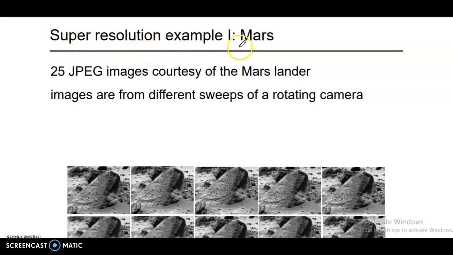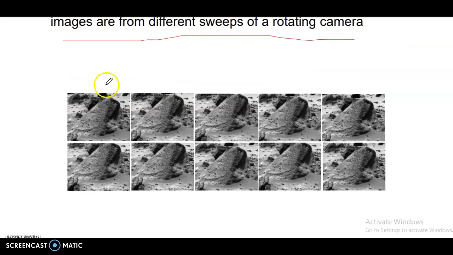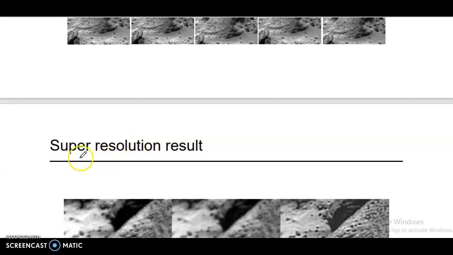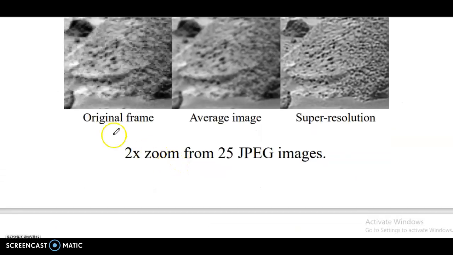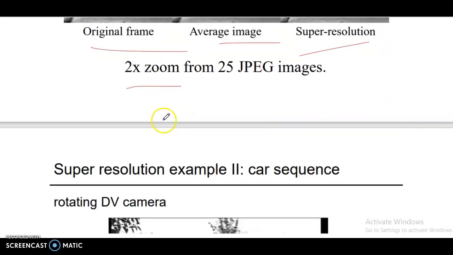Super resolution example 1, Mars. 25 JPEG images courtesy of the Mars lander. Images are from different sweeps of a rotating camera. Super resolution result: original frame, average image, super resolution. 2 cross zoom from 25 JPEG images.